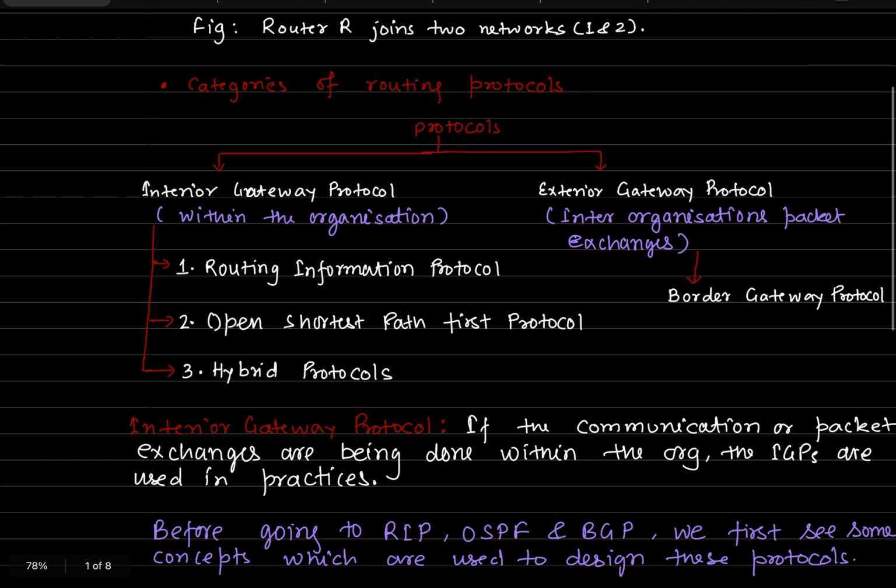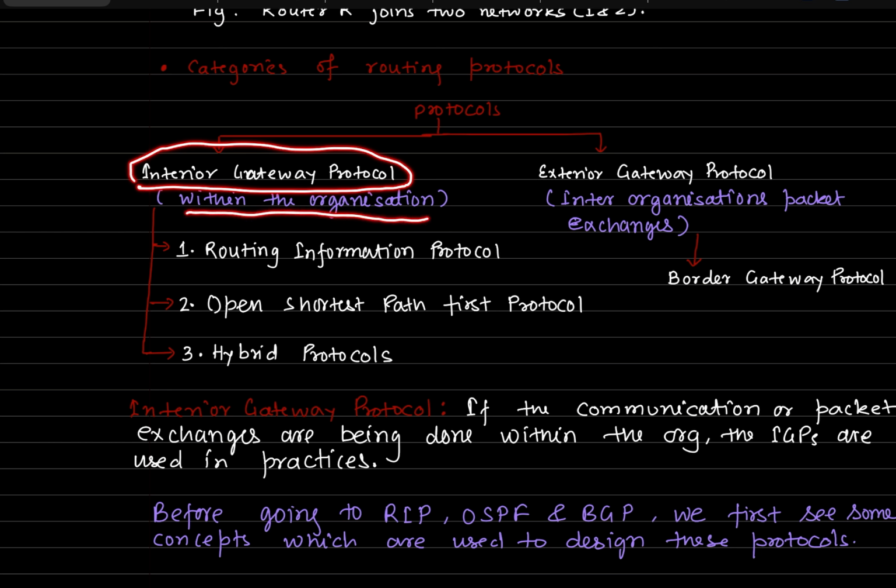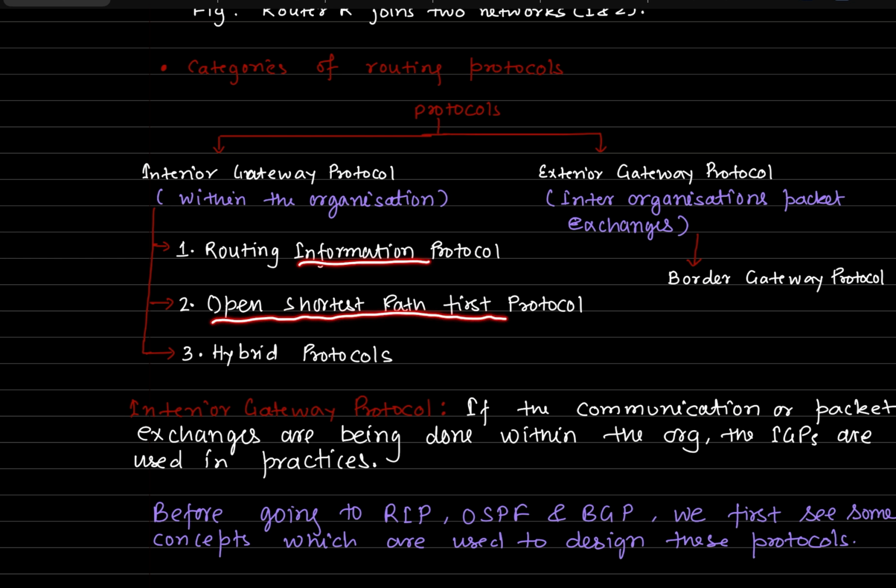What are the protocols we use to find the best route among the available routes? There are two categories of routing protocols. The first one is the interior gateway protocol, and the second one is the exterior gateway protocol. Under the interior gateway protocol, what does interior mean? Inside the organization. If routing is needed inside an organization, then we use the protocols that come under the interior gateway protocol, which are the Routing Information Protocol, Open Shortest Path First protocol, and hybrid protocols.